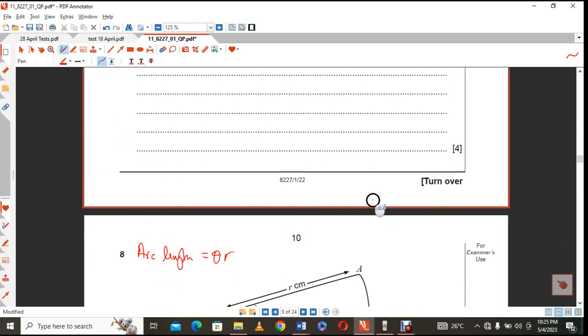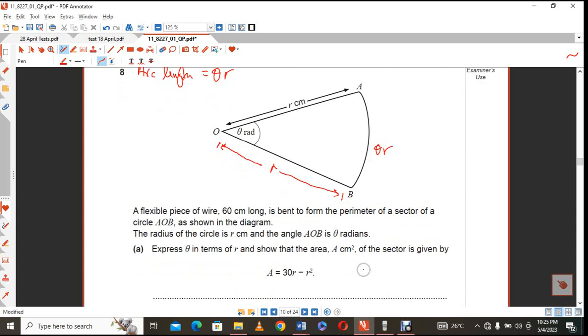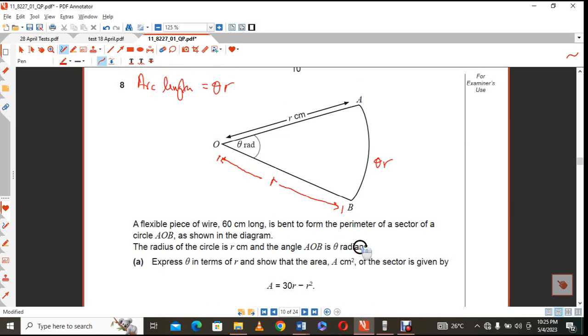What I have over here is the arc length, which is theta r, and now they are saying express theta in terms of r, and we have to show that the area A is equal to 30r minus r squared. In fact, I'll also write down the area of a sector, and that is a half r squared times theta. Okay, right. Let's just work with the information we have.